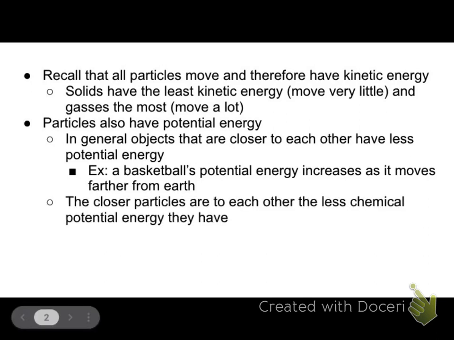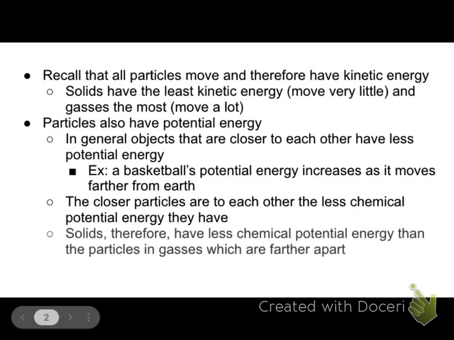The closer two particles are to each other, the less chemical potential energy is stored between them. The greater that distance is, the more chemical energy is stored. So, because of this, solids have the least chemical potential energy of all the states of matter because their particles are very close together. Gases have particles that are spread much farther apart, and so their potential energy is greater.